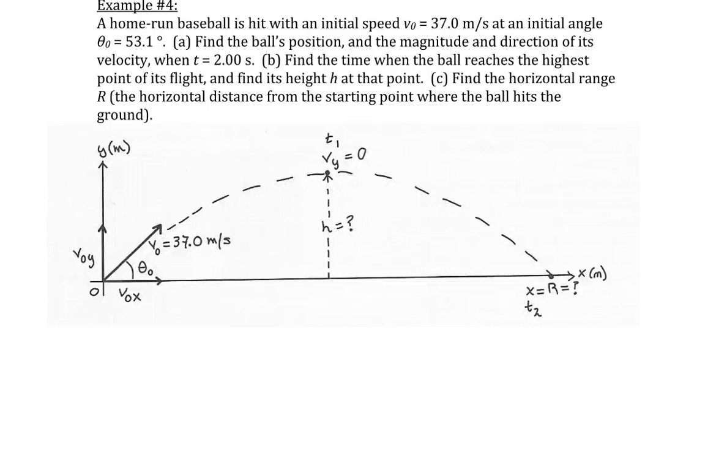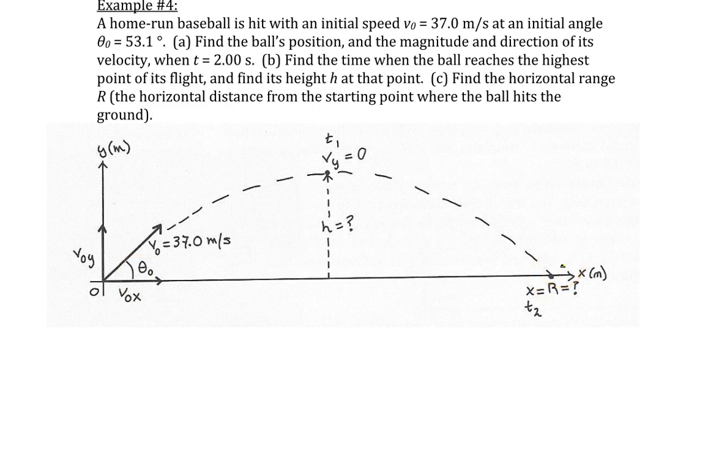Welcome to example 4. We have a projectile motion problem involving a baseball being hit with an initial speed of 37 meters per second at an angle of 53.1 degrees. We are asked to find a variety of things such as position and velocity at t equals 2 seconds, the time that it takes the ball to go to the top of the path, and the horizontal range from the beginning all the way to when it hits the ground again.